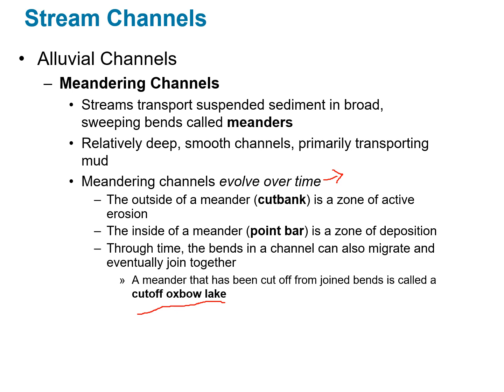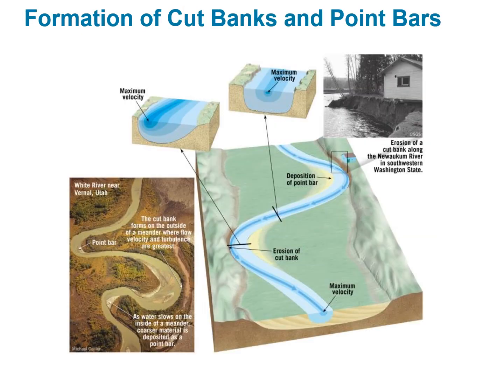But then the meanders start to grow and migrate again, because in this type of meandering river, you have cut banks and point bars. Cut banks are areas where there's active erosion, and on the inside of a meander, you have a point bar where there's deposition. Let's just go to the picture. It's easier to visualize here.